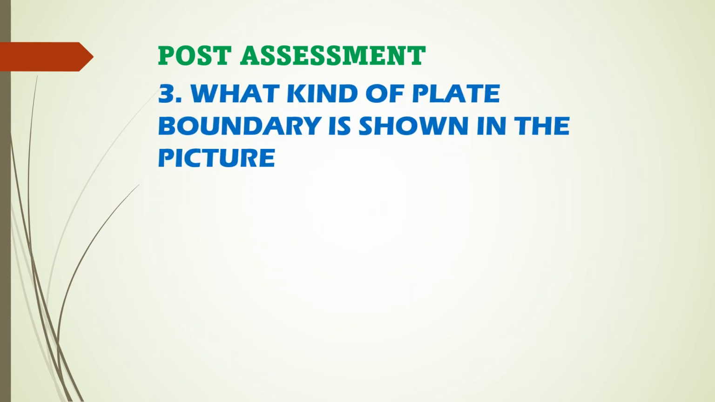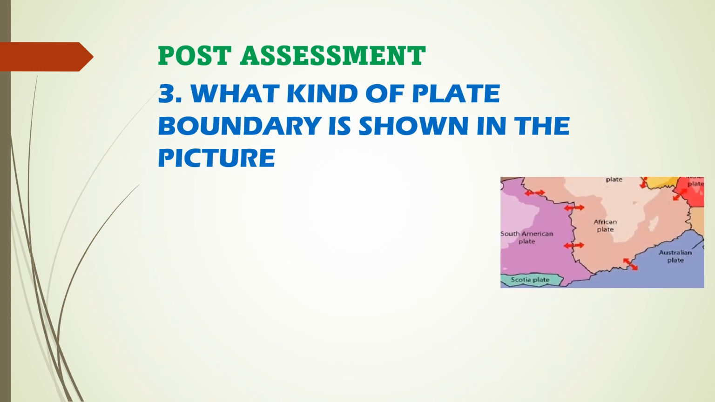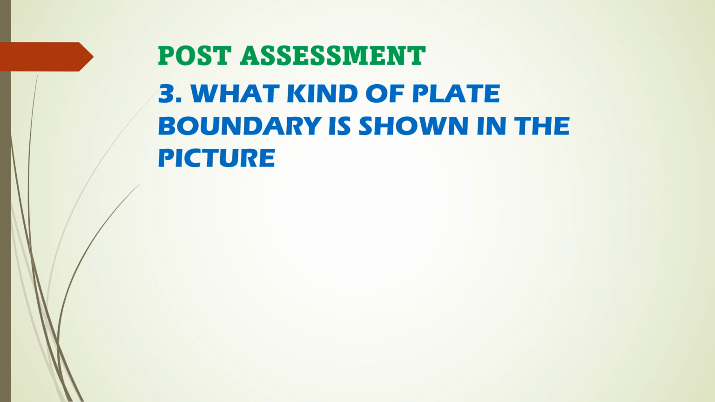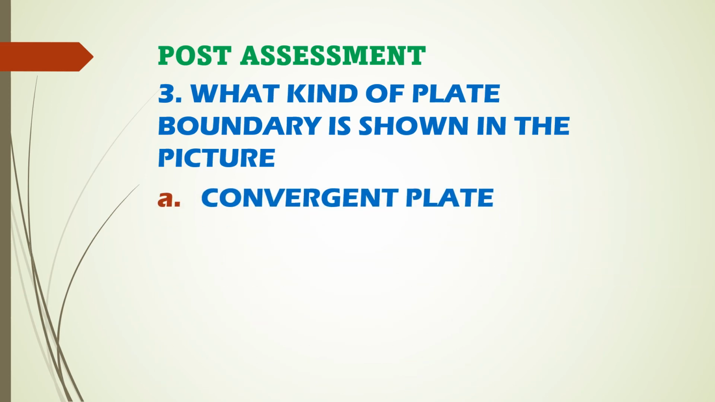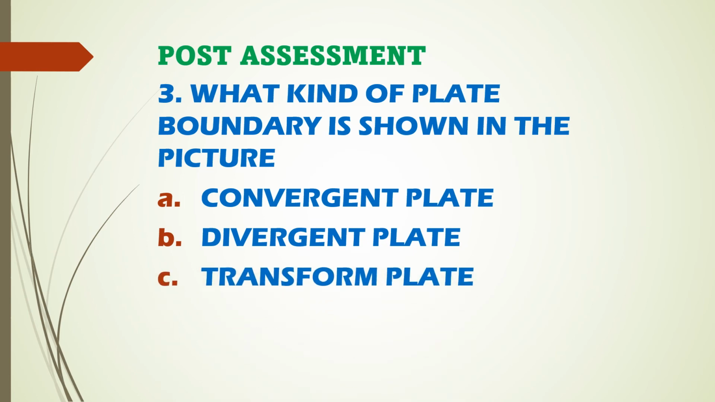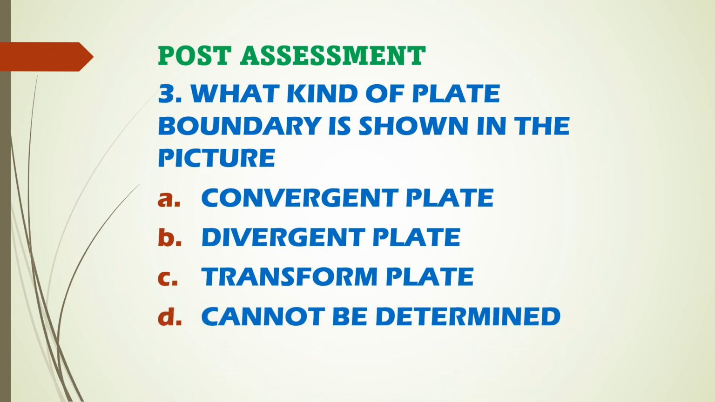Let us proceed to the third question. What kind of plate boundary is shown in the picture? Letter A. Convergent plate. Letter B. Divergent plate. Letter C. Transform plate. And letter D. Cannot be determined. The answer is divergent plate.